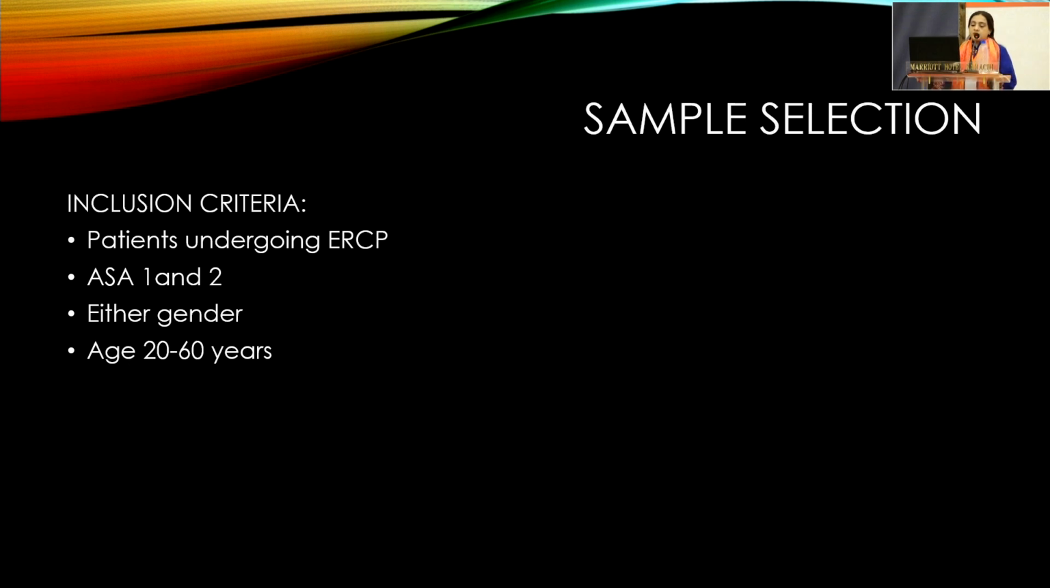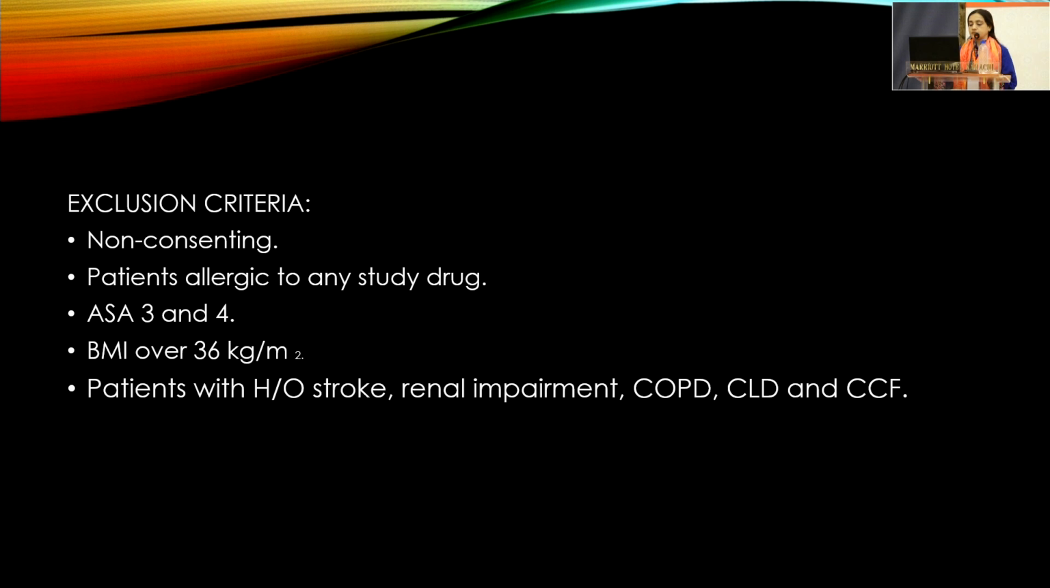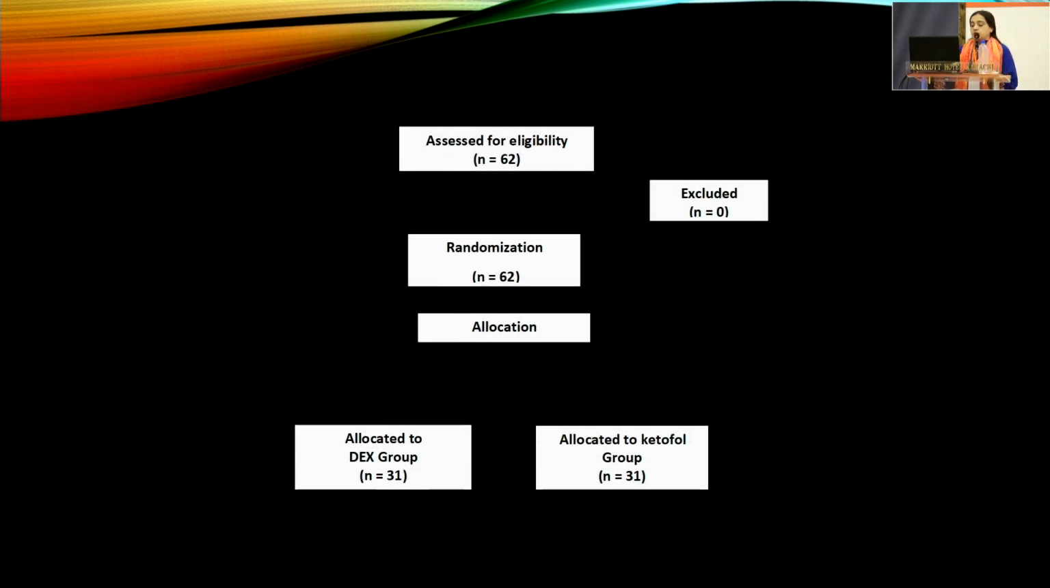I included patients undergoing ERCP, ASA 1 and 2, either gender and ages between 20 and 60 years, and excluded non-consenting patients and patients who were allergic to any of the drugs, ASA 3 and 4, BMI over 36 kg per meter square, and patients who had history of stroke, renal impairment, COPD, CLD, and CCF. This is showing how I allocated the patients into two groups, that is the DEX group and the ketofol group.